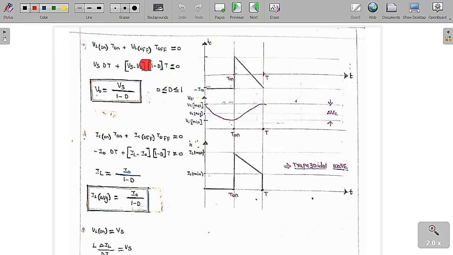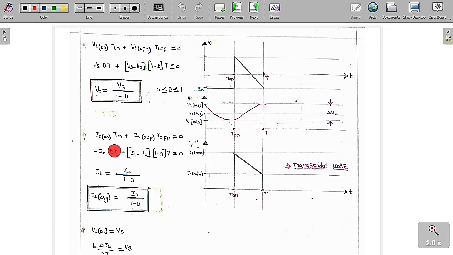If we analyze the circuit, we get the average value of the output voltage is equal to Vs by 1 minus D. I have already told you D lies between 0 and 1. Therefore the average value of the output voltage is always greater than the supply voltage. That is the reason we call this the boost converter or the step up chopper.